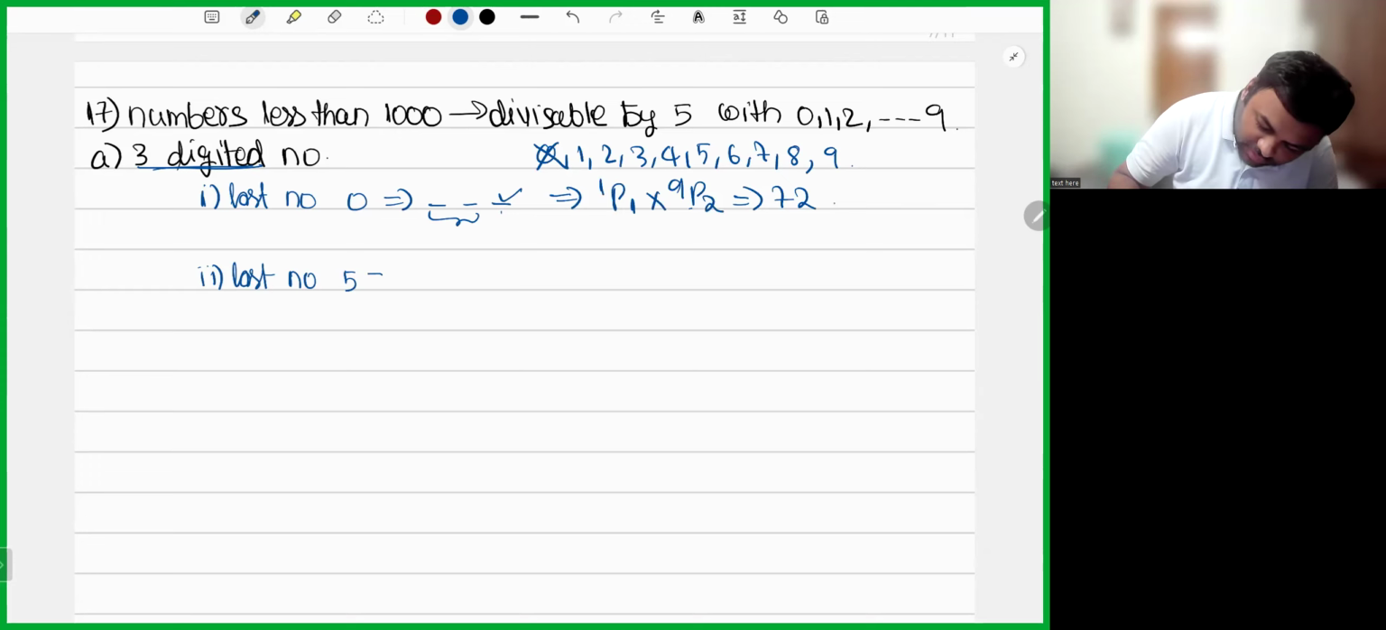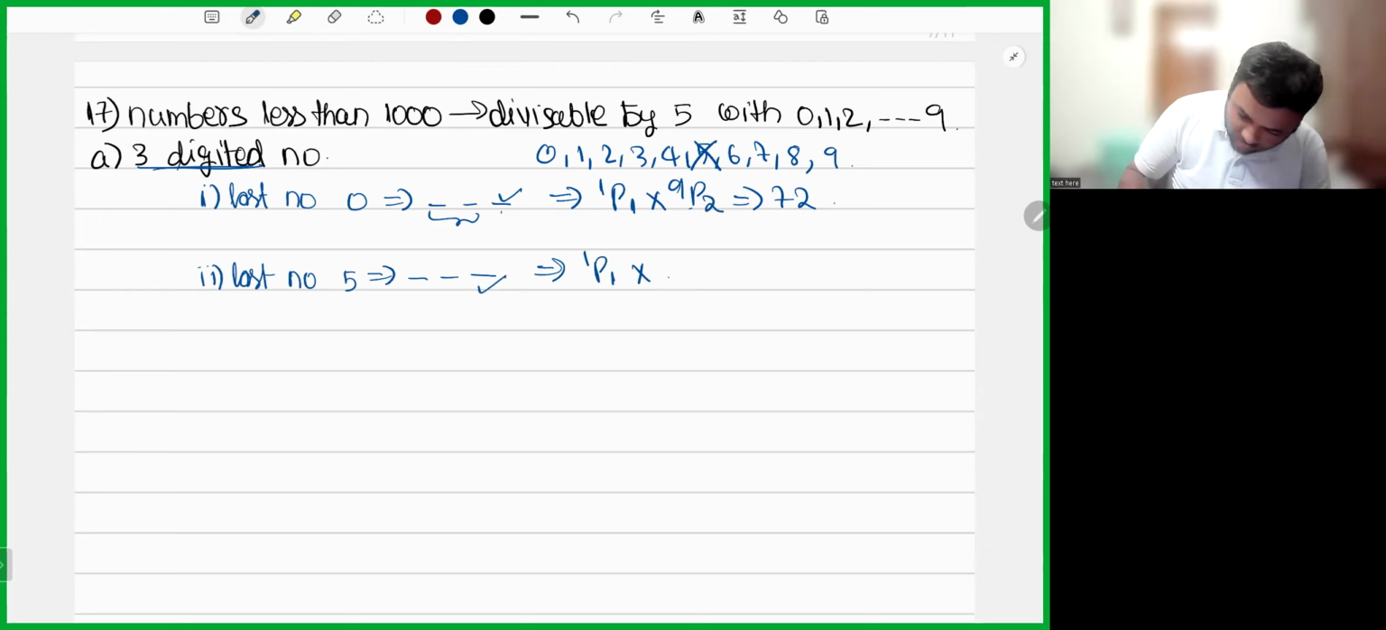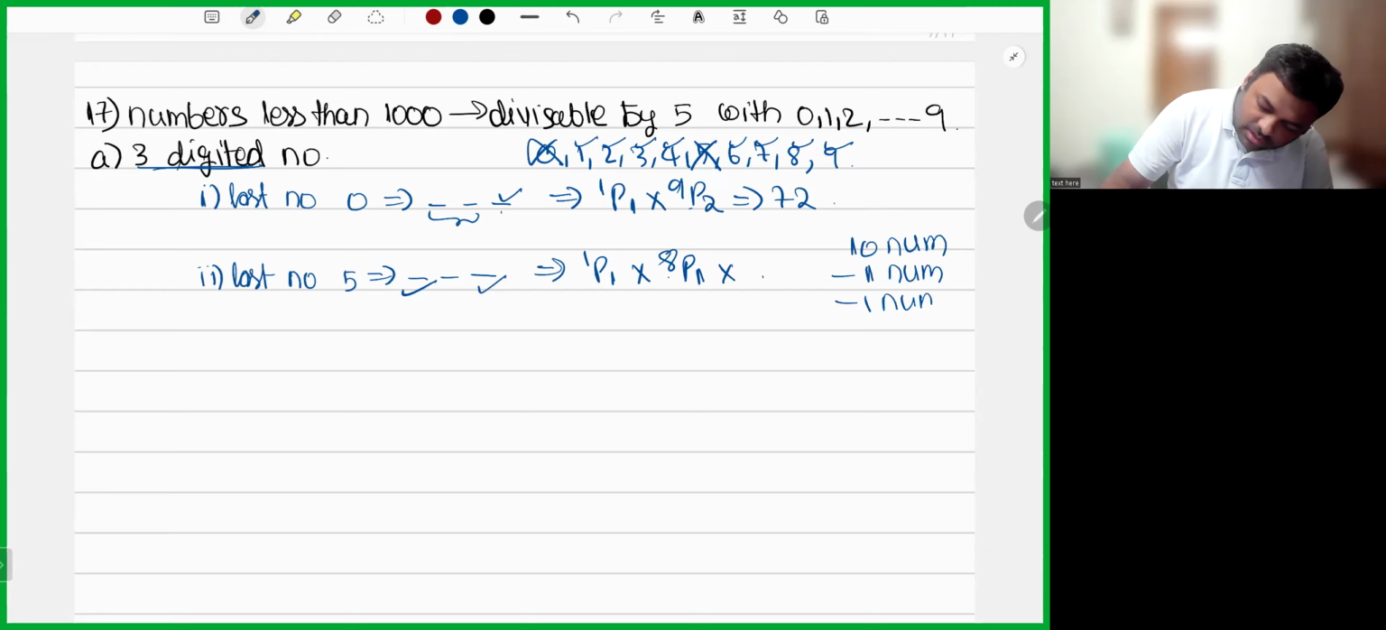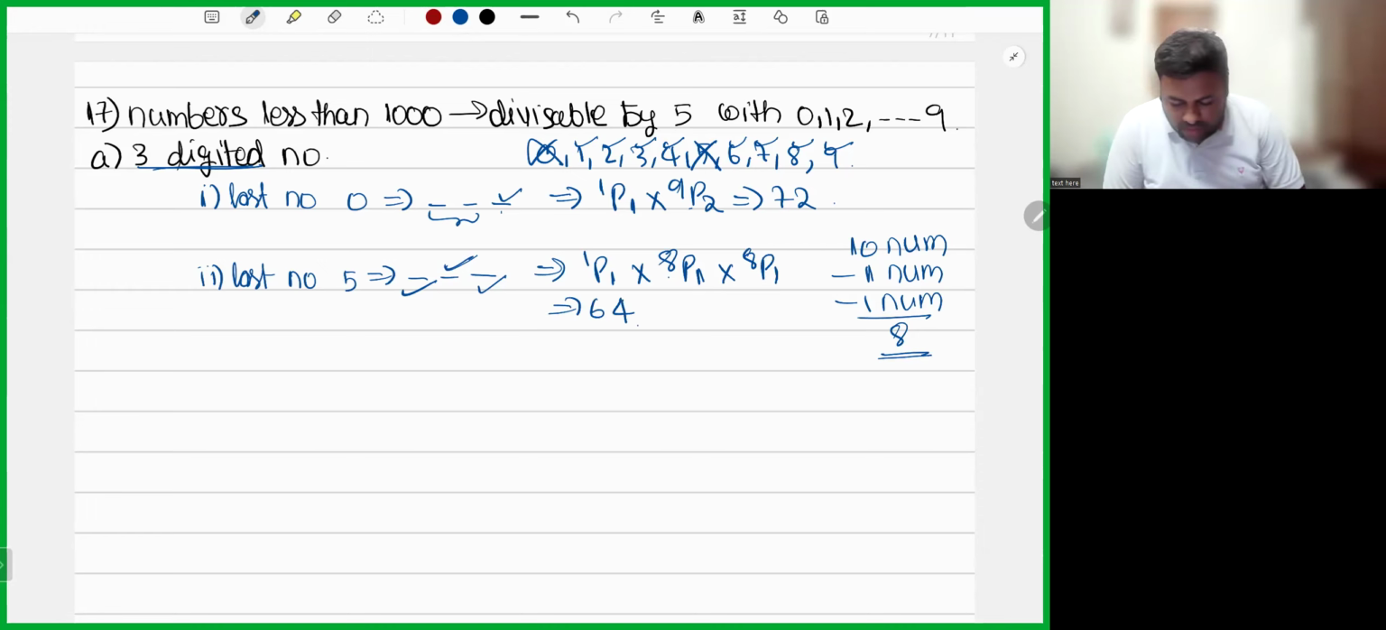Now last number 5. Take this 5 and keep here, 1P1. Can you keep 0 in the first place? No, 0 can't be kept in the first place. For this first place, you can't keep 0. So 1, 2, 3, 4, 5, 6, 7, 8, 8P1. Now, my dear friends, total 10 numbers are there. First number has taken its position. Last number has also taken its position. So 8 numbers are left. How will you keep in the middle place? 8P1. So 64.